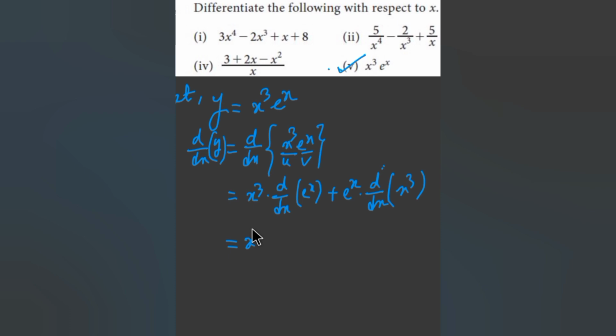So x to the power 3, this is the first portion, and we know the differentiation of e to the power x is e to the power x, plus e to the power x will remain, and then we can see that the differential operator is working in this portion, so here we can consider the x to the power n rule, so we can apply n into x to the power n minus 1, so x to the power 3 e to the power x plus e to the power x 3x to the power 2, that means 3x square. So this is the answer of this math.